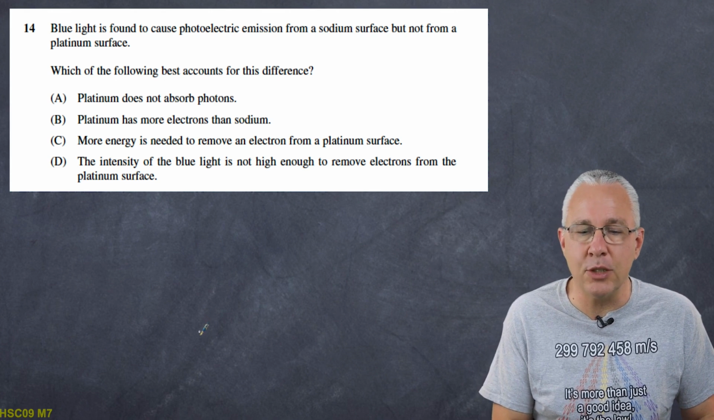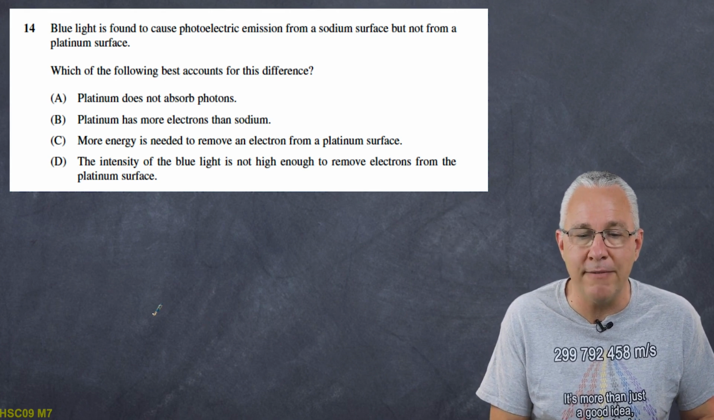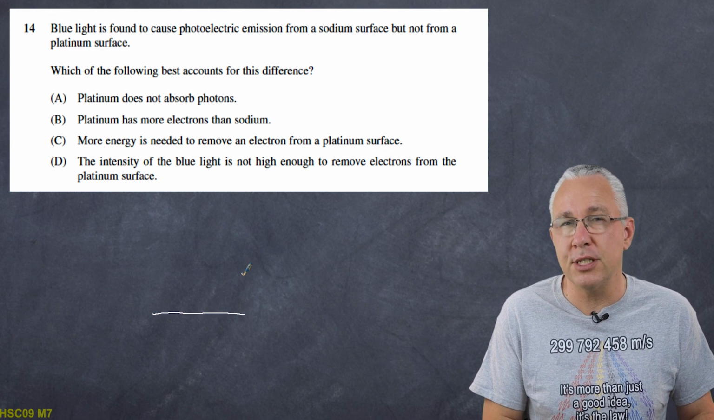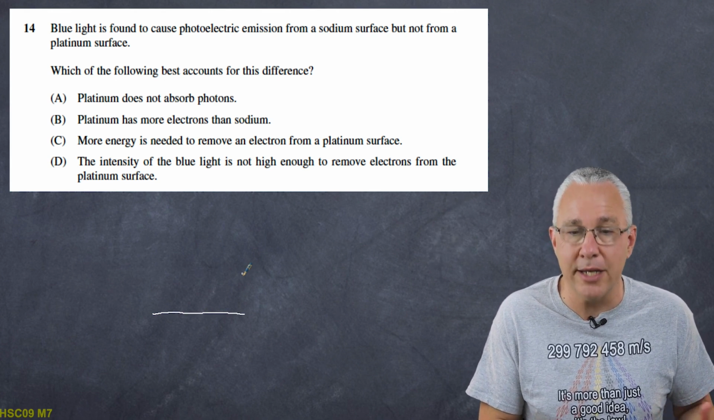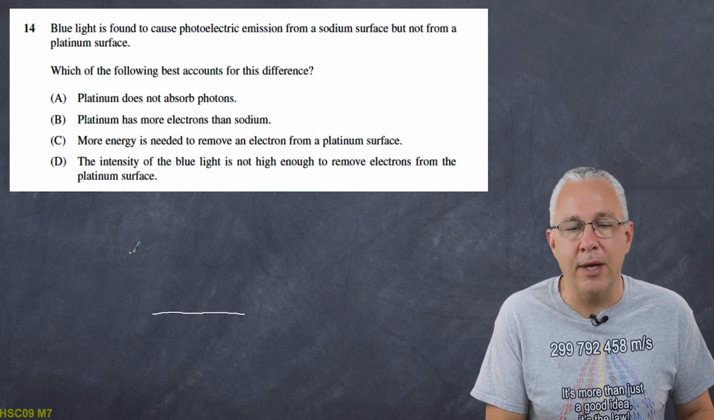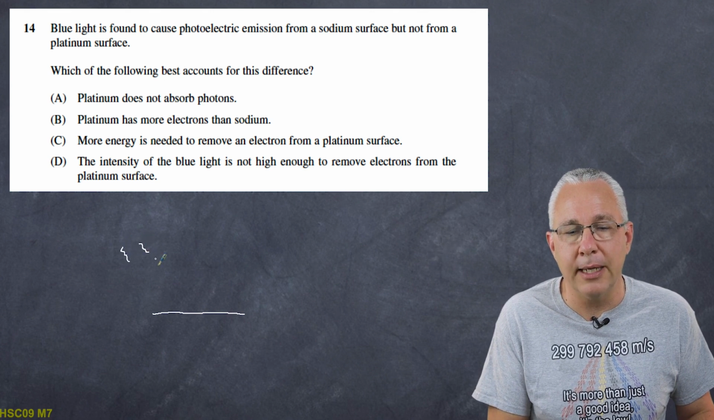So before we do that, let's quickly review what's going on here. So we have a surface, and that surface is going to be a metal. In this case, it's either the sodium or the platinum. And we have photons of light coming in.